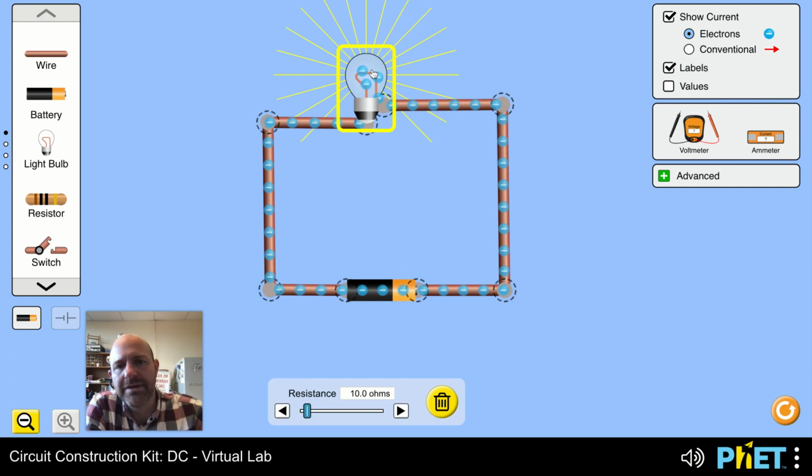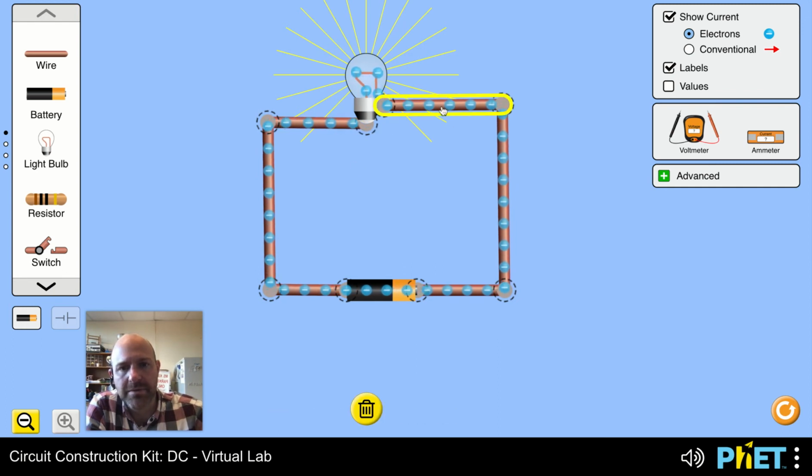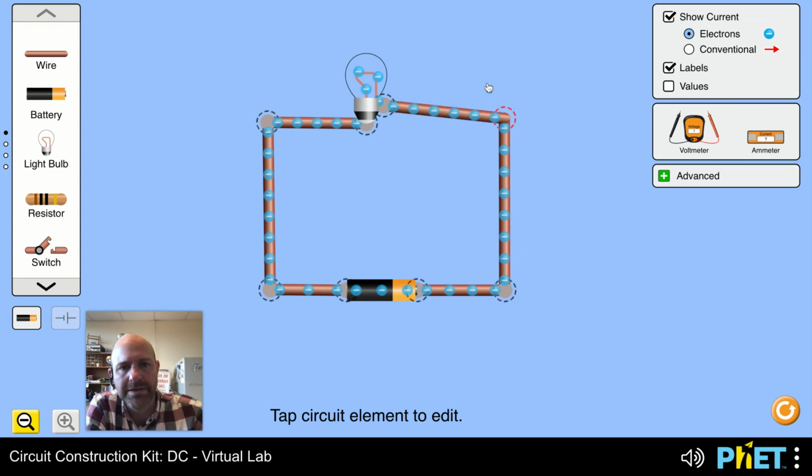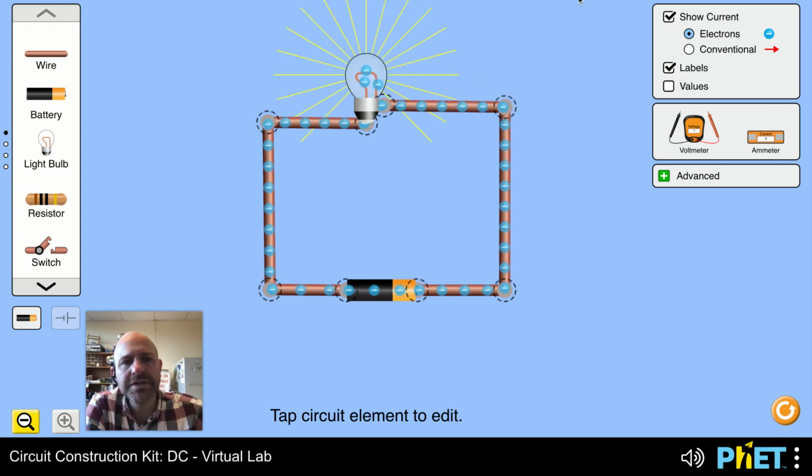You can also click on everything else. You can change the resistance of the light bulb, the wires themselves, and so on. If you click on them, they let you delete them. If you click on the corner, you can cut the circuit apart and then put it back together. So this is electron flow, but you can turn off the current. You don't actually have to see the current. This is what it would look like if you were building this in real life. You wouldn't see the current flow, right?